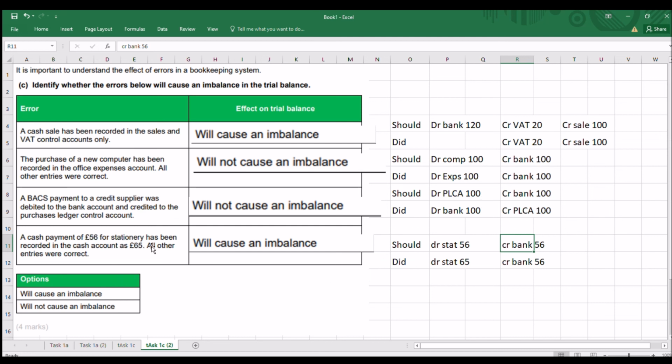The cash payment of 56, we've got some numbers in this one. Cash payment of 56 for stationery has been recorded in the cash account as 65. All other entries were correct, so we should have gone debit 56, credit 56, and so we went debit 65, credit 56, so that one will cause an imbalance.